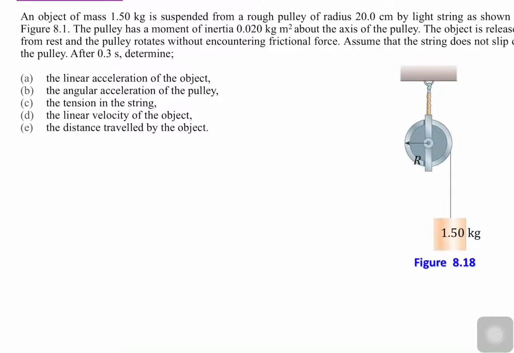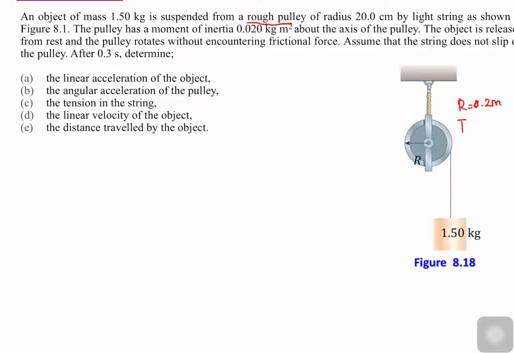Okay, sorry. So we do an example, 8.19. We have a mass of 5.5 kg suspended from a rough pulley. A rough pulley means when the mass falls, the pulley rotates. In chapter 4 we talked about a frictionless pulley, meaning the rope just passes over and the pulley does not rotate. Given that the radius R here is 0.2 meter, the pulley has a moment of inertia.